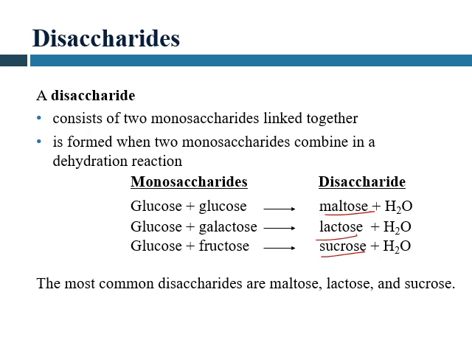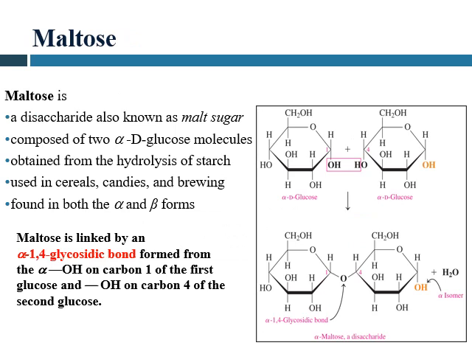Glucose and glucose give maltose. Glucose and galactose give lactose. Glucose and fructose give sucrose. So make sure you know these names. What are the monosaccharides that combine and give you what disaccharides? Okay. Let's look at some of these examples.